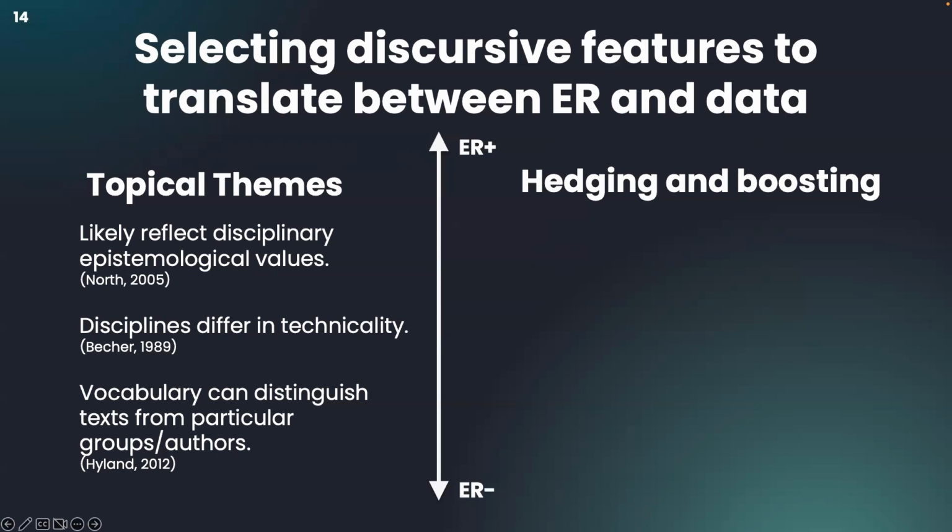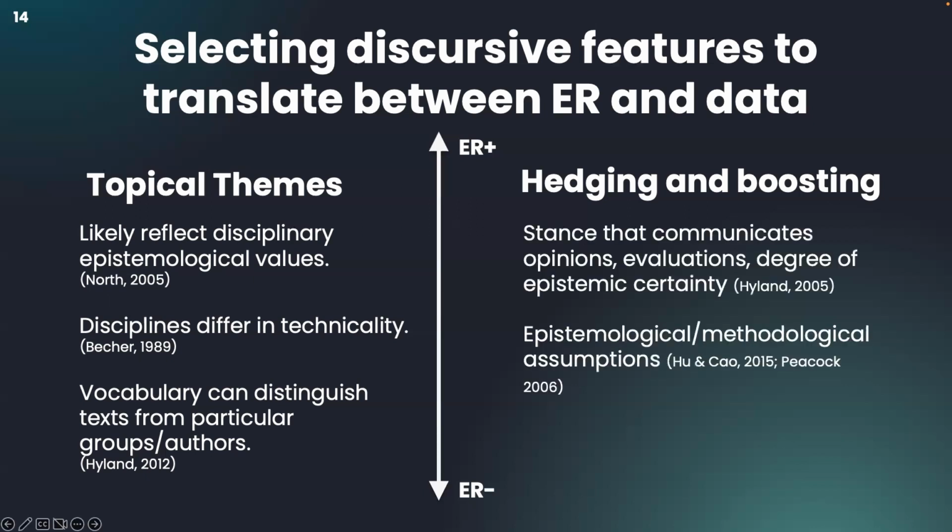And so investigating the proportion of disciplinarily specific topical themes can hint at the degree to which the legitimate contribution necessitates disciplinary specificity. Hedging and boosting, of course, represent epistemic certainty of propositions. So in general, the more assuredly a claim is presented, the stronger epistemic relations can be considered.